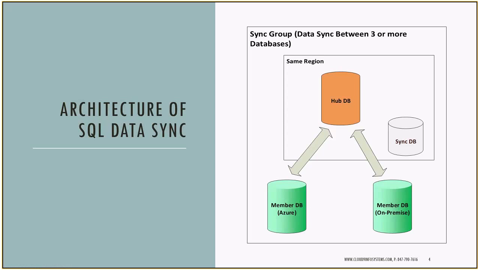The member database can be either a SQL database, an on-premises SQL Server database, or a SQL Server instance on Azure virtual machines. The sync database contains the metadata and log for data sync. The sync database has to be an Azure SQL database located in the same region where the hub database is located. You can understand this better once we go through the demo later.